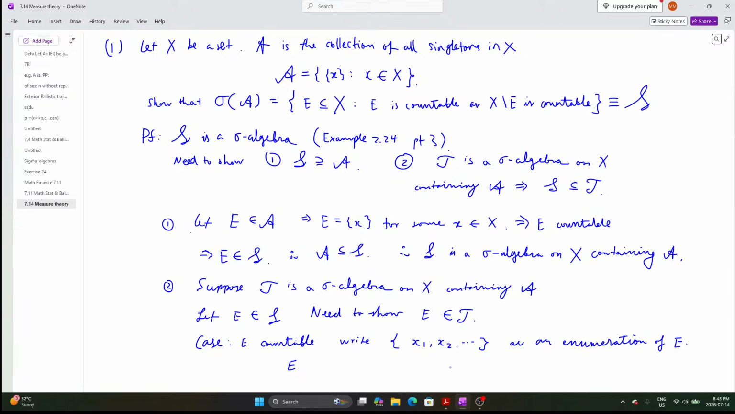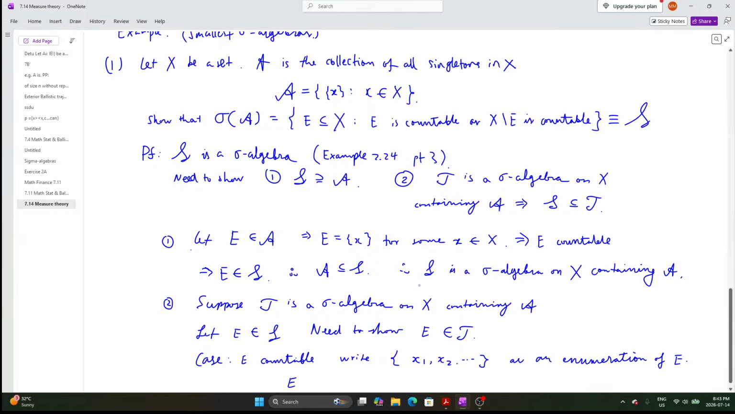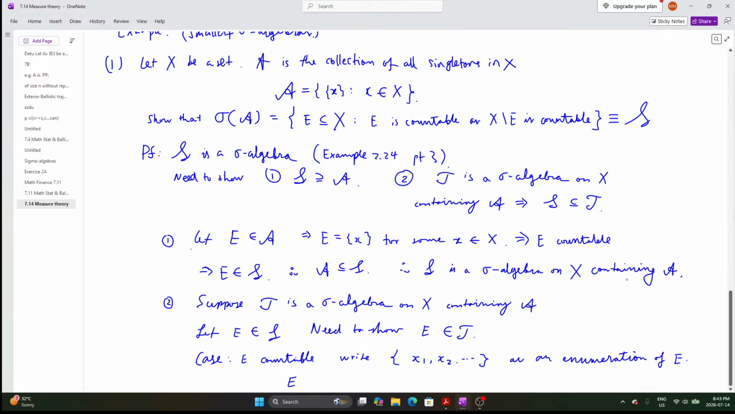Guys, I'm stuck. So we managed to show the obvious stuff, right? S is a sigma algebra on X that contains A. We need to show this is the smallest. So I pick an arbitrary sigma algebra T, and want to show that S is contained in T. By assuming E is in S, we can conclude E is countable or E has countable complement. So start with the first case: E is countable. Then E can be written as a list.